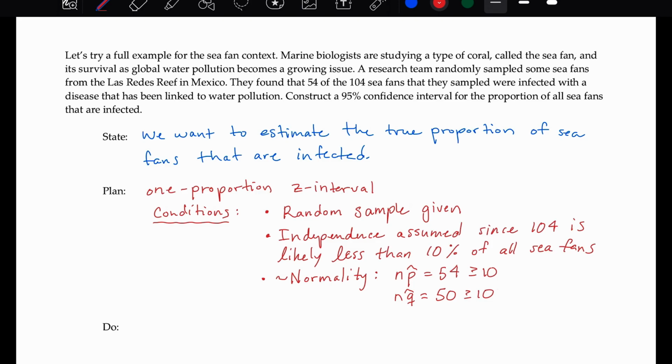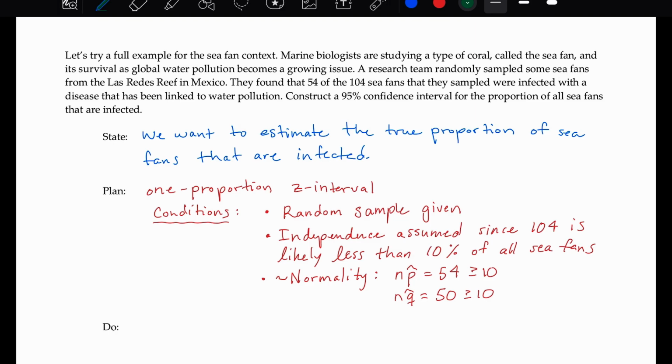All right, so here are the conditions. Randomization, that's given already in the problem, so we state it. Independence, we're going to assume that 104 is less than 10% of all C fans. I'm going to guess that there are thousands, maybe even millions of C fans out there. And then normality, usually we do np and nq, but this time around we don't have p, thus we don't have q, so we're going to use the p hat. In this case, there are 54 successes from our sample, which means there are 50 failures. Both of those are over 10, so we're good to go on planning.